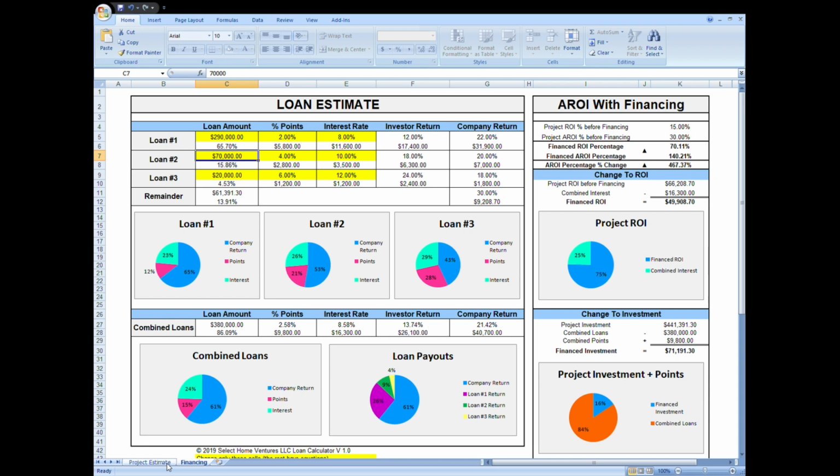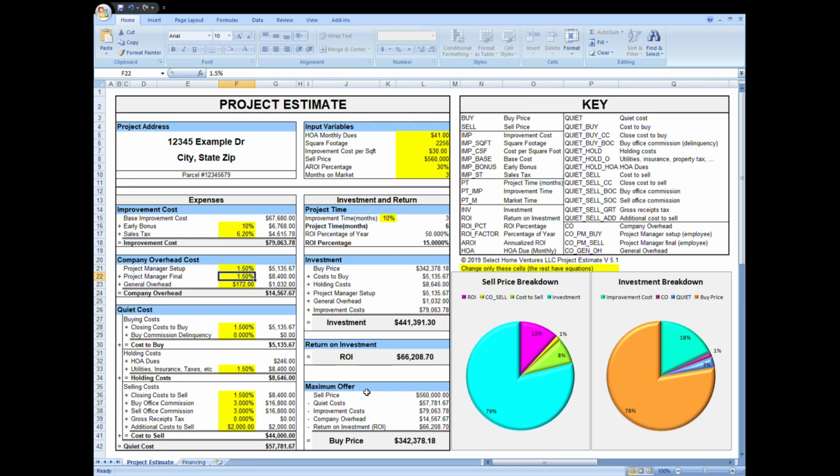The next section is maximum offer. This is the maximum price you can pay for the project house. You can always pay less. You cannot pay more.